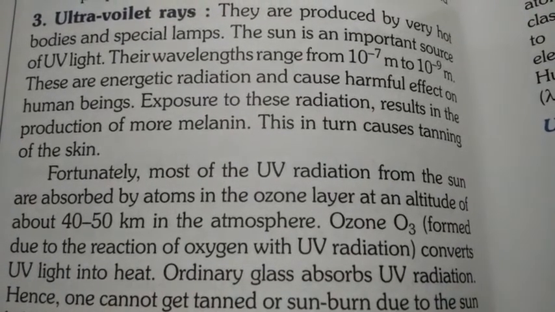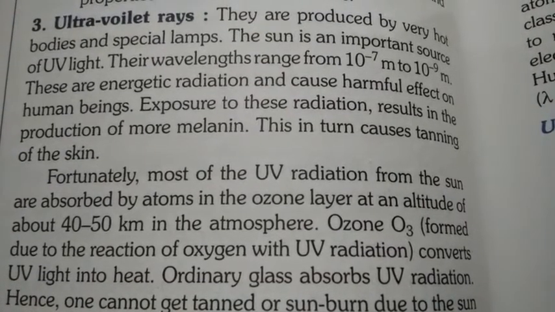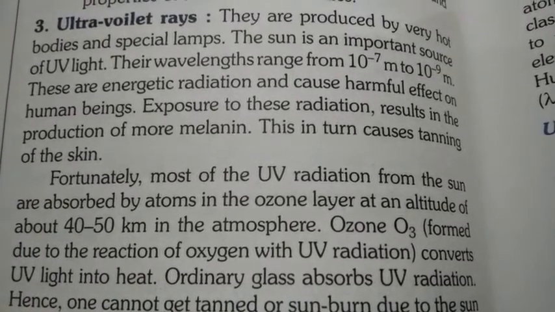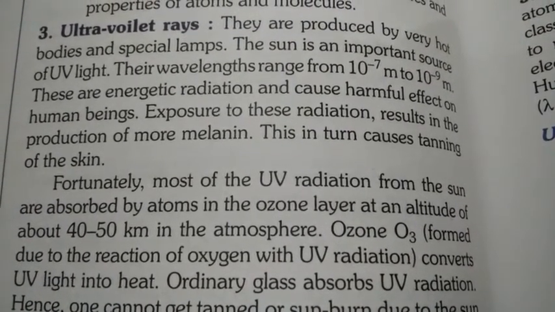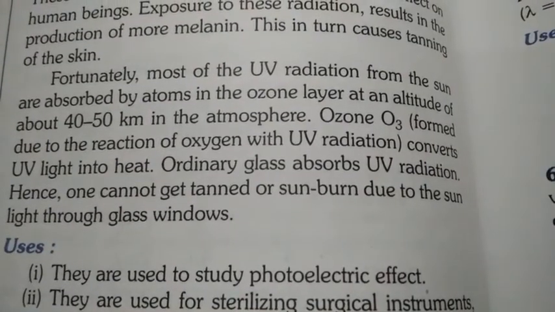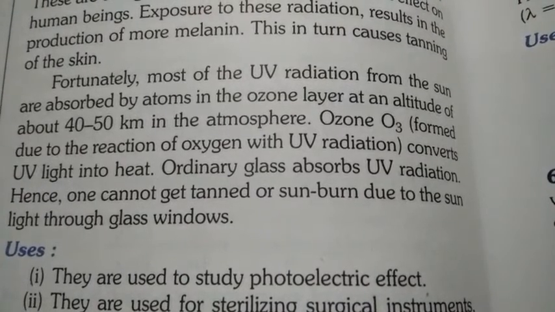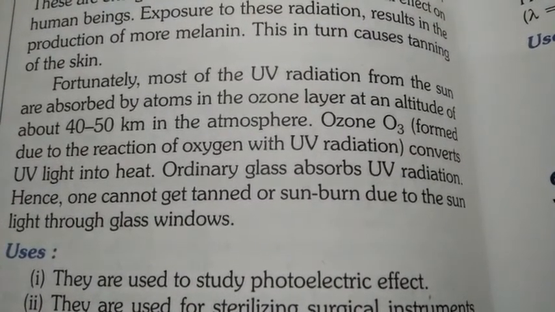Exposure to this radiation results in the production of more melanin. This in turn causes tanning of the skin. So if you go in sunlight and become tan, it is because of ultraviolet rays only, because they are helpful in producing melanin. Most of the UV radiation from the sun is absorbed by the ozone layer, and that's why we are safe from so many hazardous effects of UV rays.